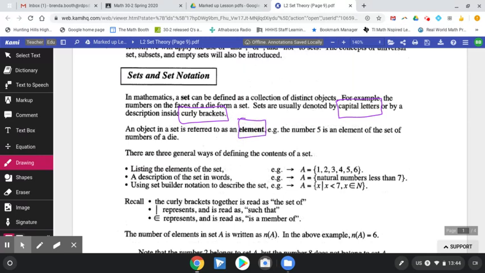Important to know that word element. If I was talking about a group of students and you were in the group, you would be one of the elements of the group. And then looking at the 3 general ways of defining the contents of a set: we can list the elements, we can describe the elements with words, or we can use set builder notation, which you're already familiar with. Set builder notation is the same way that we do domain and range.